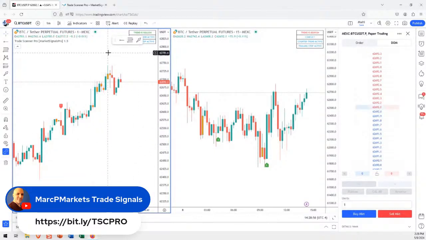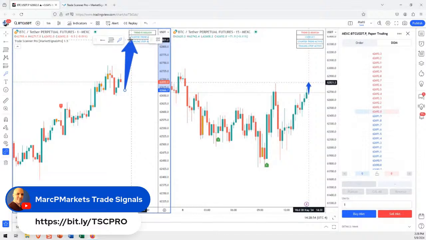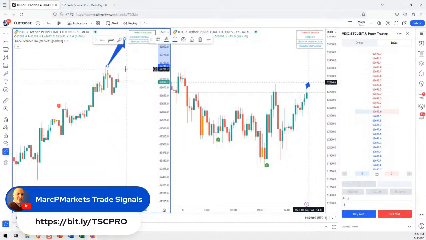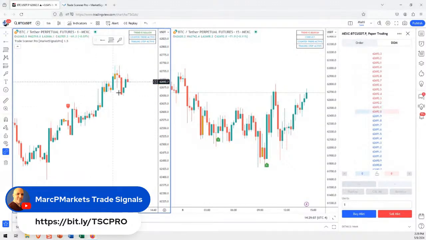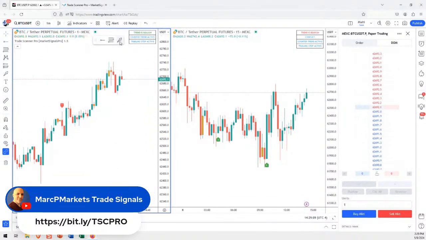Now, I'm in counter trend mode. How do I know? It says right here, counter trend mode active. Let me move all this little stuff out of the way. See where my arrow is? It says counter trend mode active. So now I know I'm in counter trend, and I'm expecting bearish trades. Now, let me point out something else.